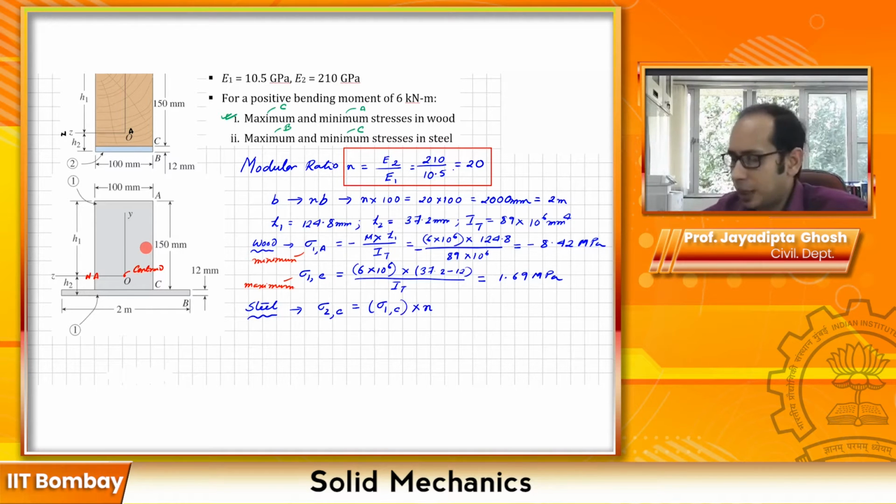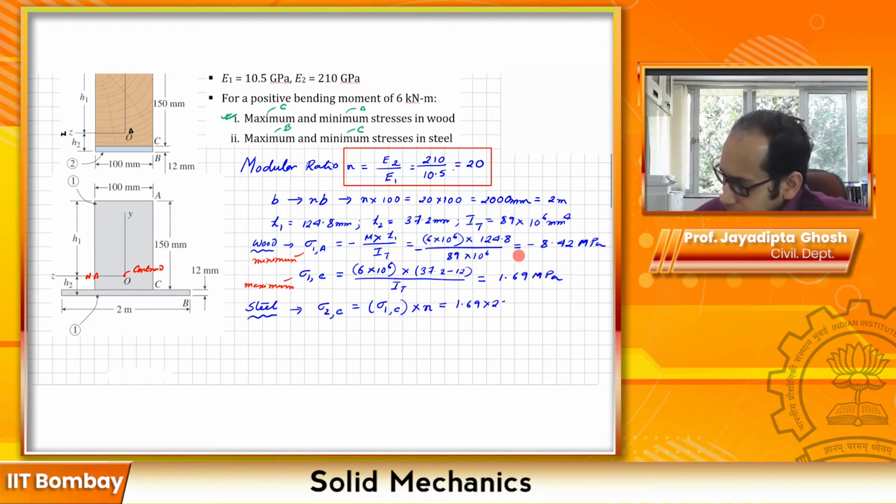Simple, because the stress for this one, remember, is that linear variation that I have, and this is the interface where I expect the jump. So this is the interface C, which is shared both by the wood and the steel, right? So here I'm going to calculate sigma 1 for the material 1 at C, and I'm going to multiply with the modular ratio. So that is nothing but your 1.69, which I have already calculated over here, times your 20. So that comes out as 34 MPa.